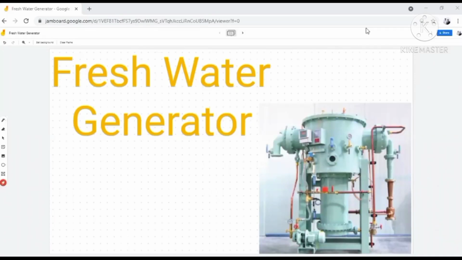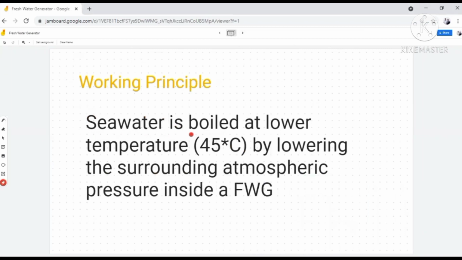In today's video, we will be discussing what the basic working principle of a freshwater generator used on board is, and what the most common interview questions asked about a freshwater generator are. So let's get started. The basic working principle of a freshwater generator is that seawater is boiled at a lower temperature, at about 45 degrees centigrade, by lowering the surrounding atmospheric pressure. That we all know is the basic working principle.